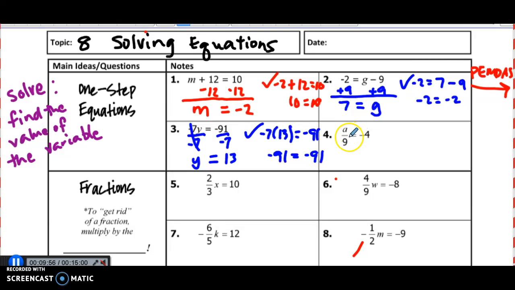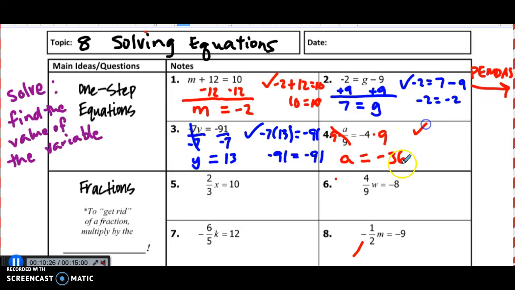So the opposite of dividing by 9 is to multiply by 9. So I'm going to multiply the left side of the equation by 9, and I'm going to multiply the right side of the equation by 9. This works out nicely because these 9's will cancel, and all I'm left with is a. And on the right side of my equation, I have a negative times a positive, which gives me a negative, and 9 times 4 is 36.